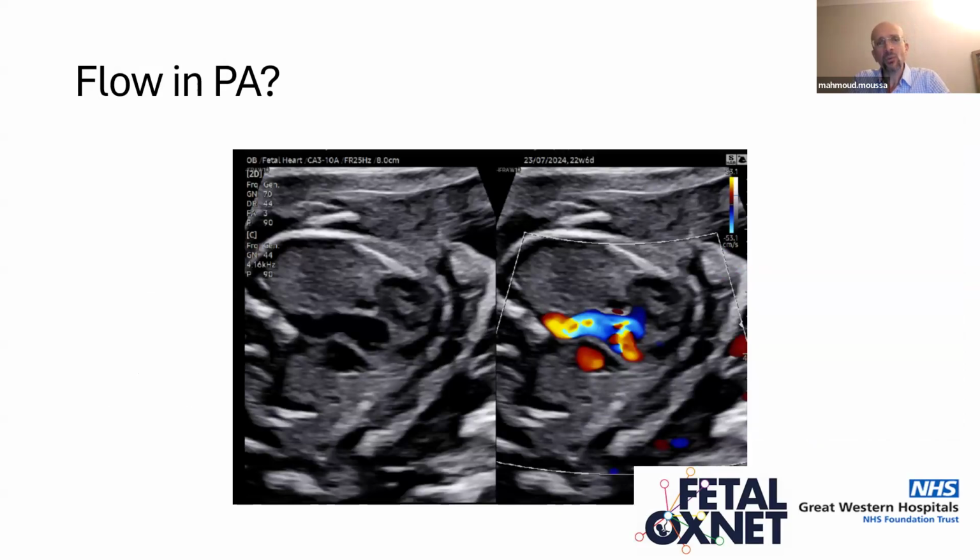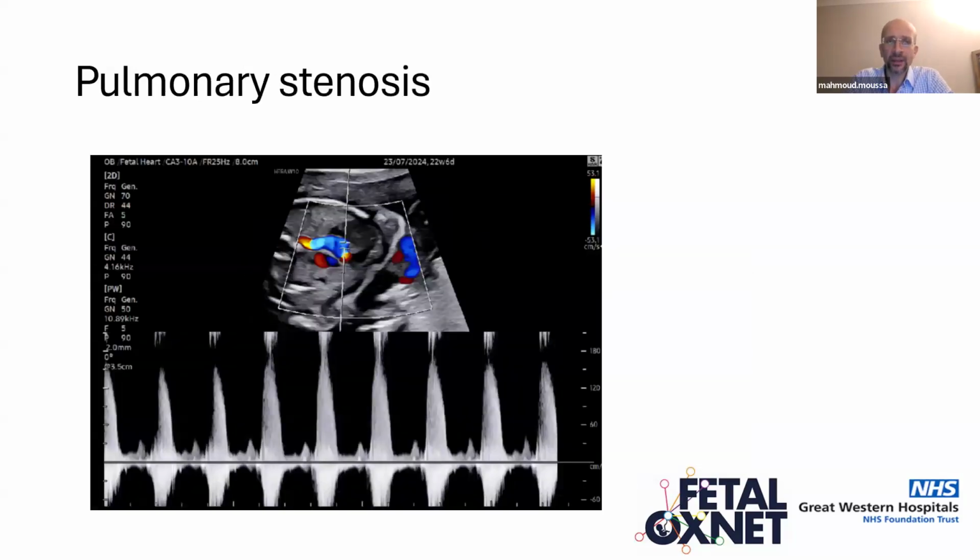Then, what do you think of this one? What do you think of the flow in this pulmonary artery? You can see there is a bit of turbulence in this pulmonary artery. So what to do next? The next thing, when you see turbulence, you want to really check the blood flow.